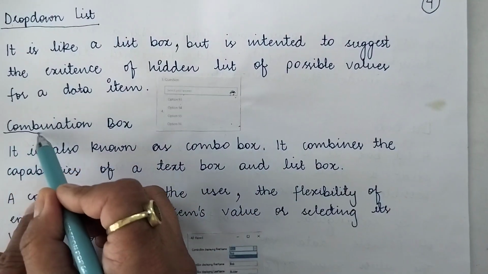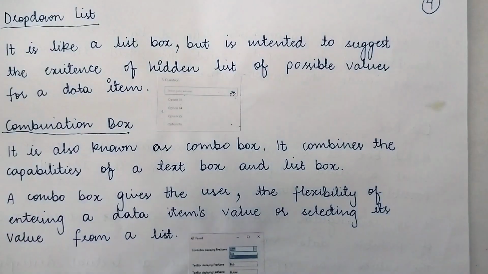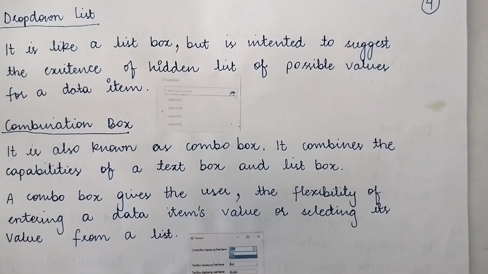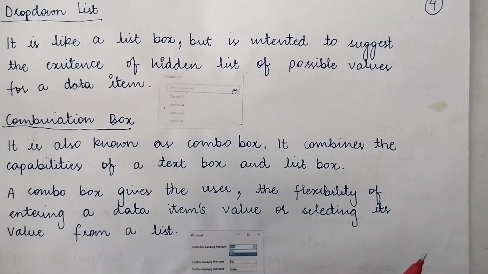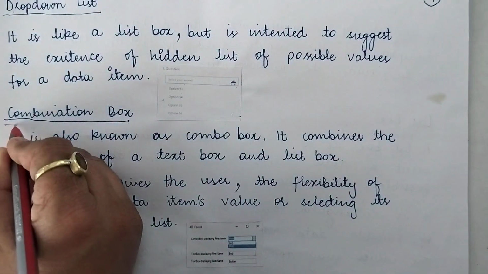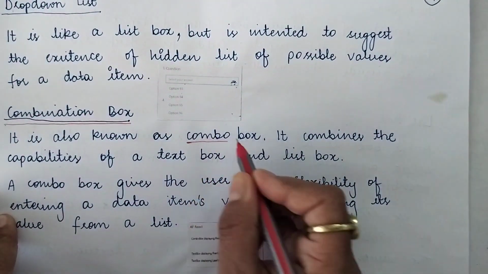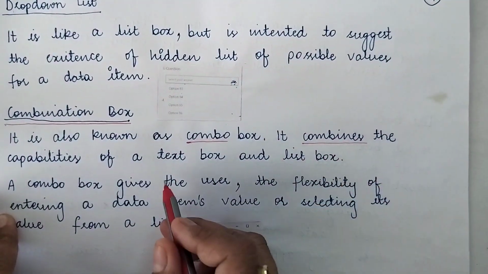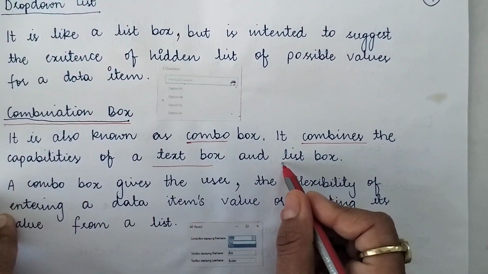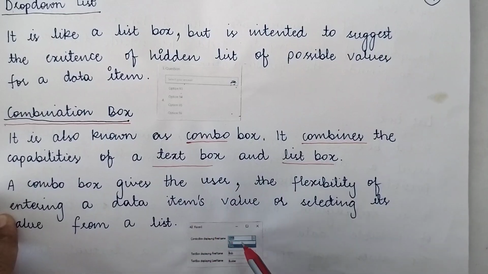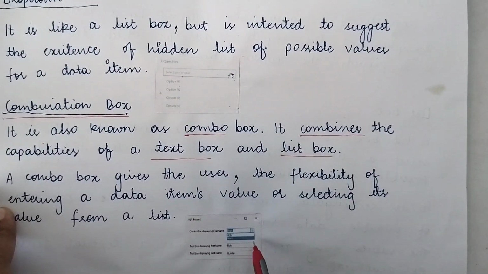Then is your combination box. Talking of the combination box, it is also known as the combo box. It is a box which provides you a combination of several options, hence the name. It is known as the combo box because it combines the capabilities of a text box and list box. So in a combo box, you will be provided both with a text box and a list box. Like here you can see this is a list box.